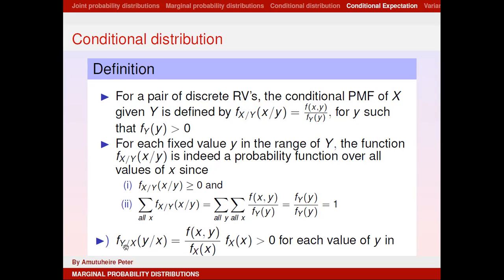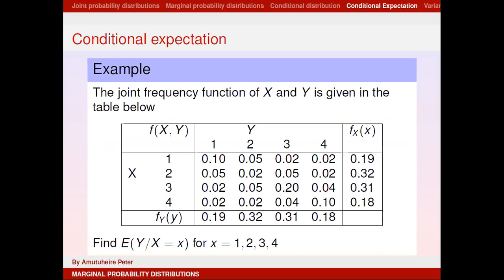The conditional distribution of y given x is given by this fraction. This is the conditional distribution of x given y. This is the one for y given x. So there is this example. We have a joint frequency function of x and y given by the table below. This is discrete, because y takes on values 1, 2, 3, 4, and x is also taking on values 1, 2, 3, 4.